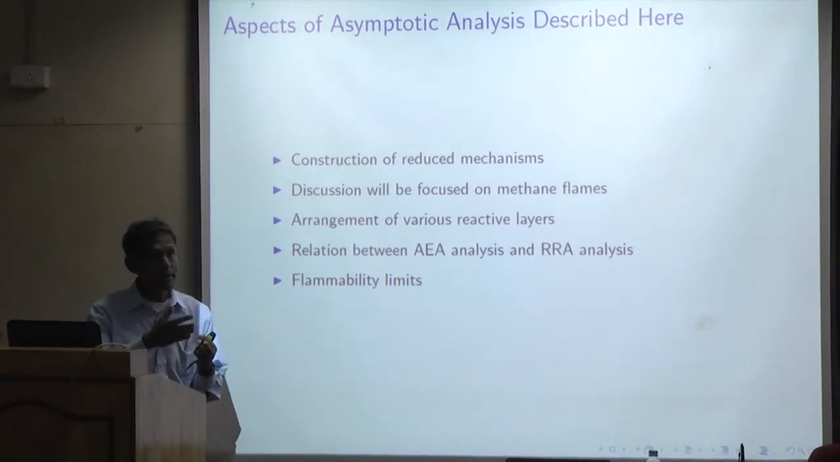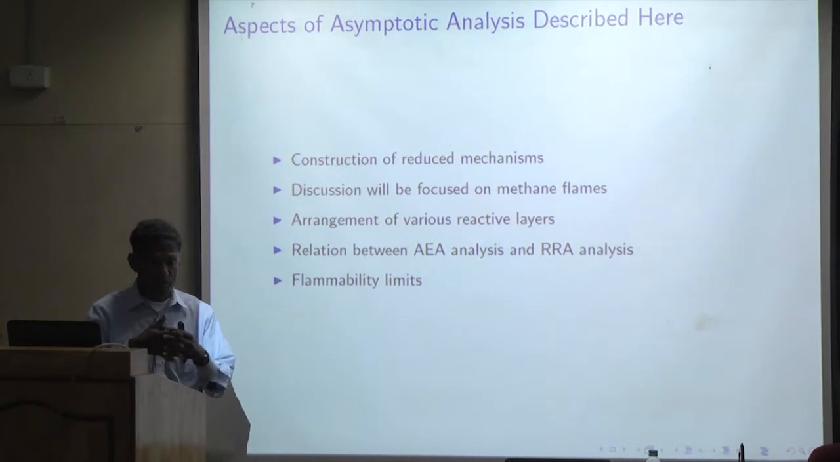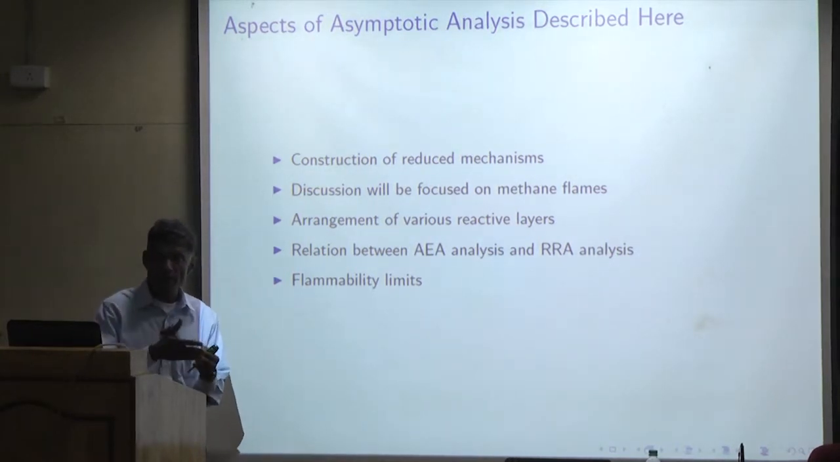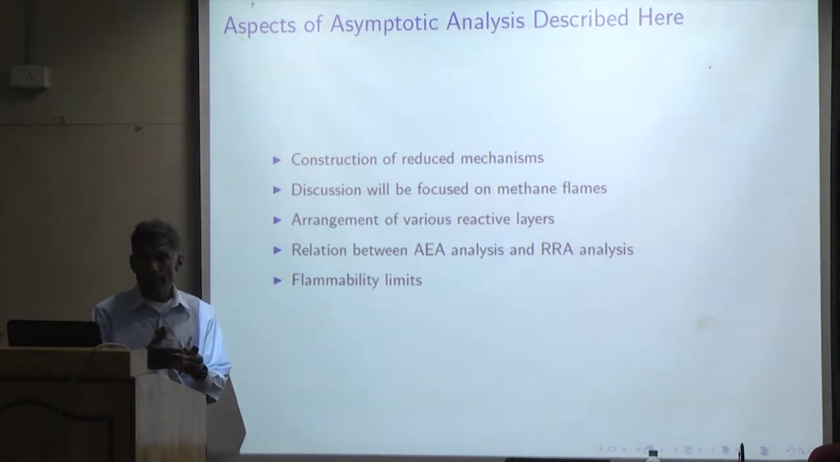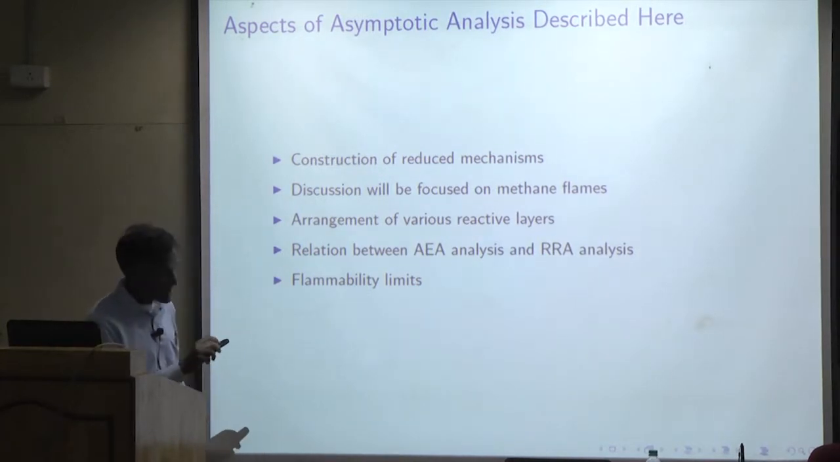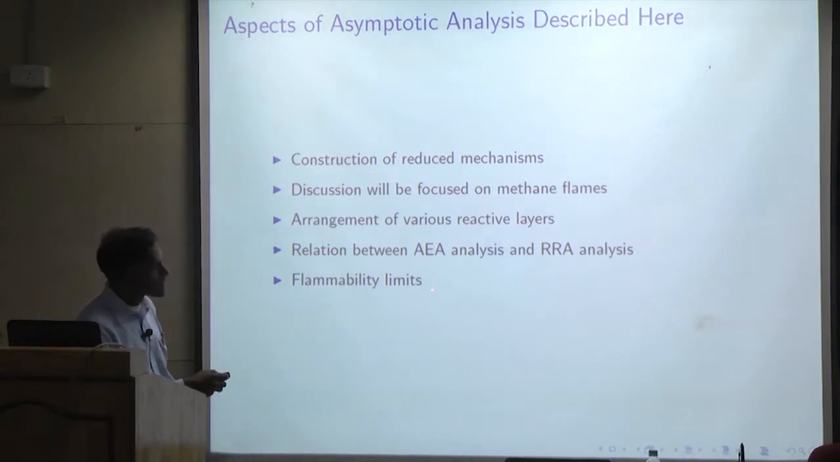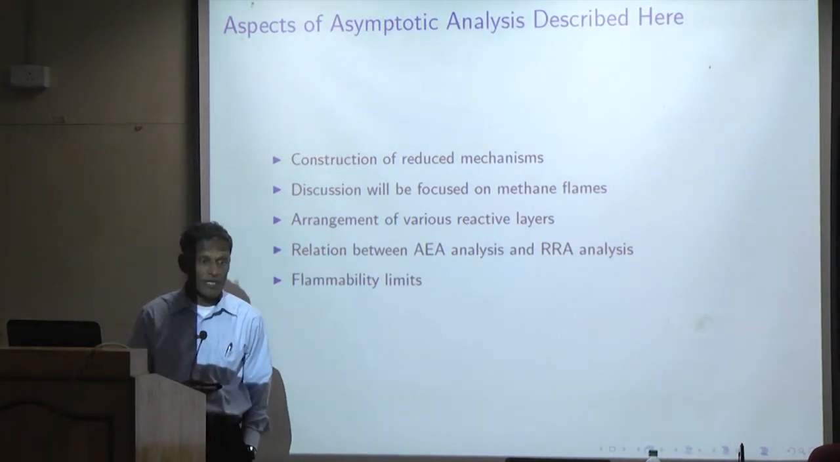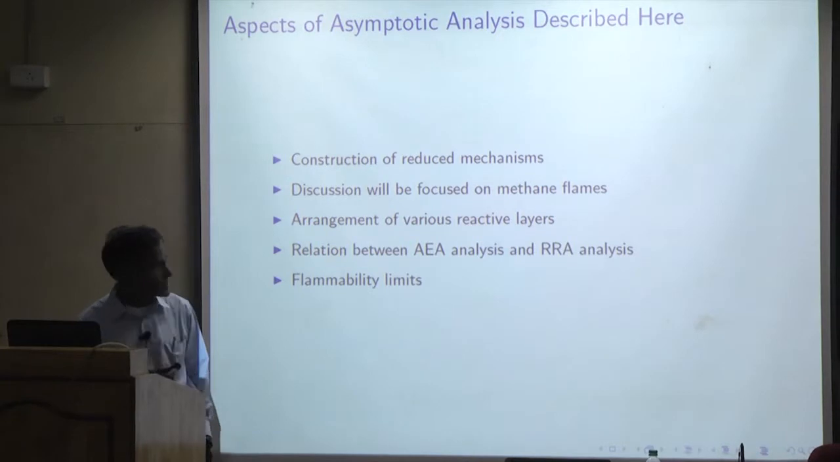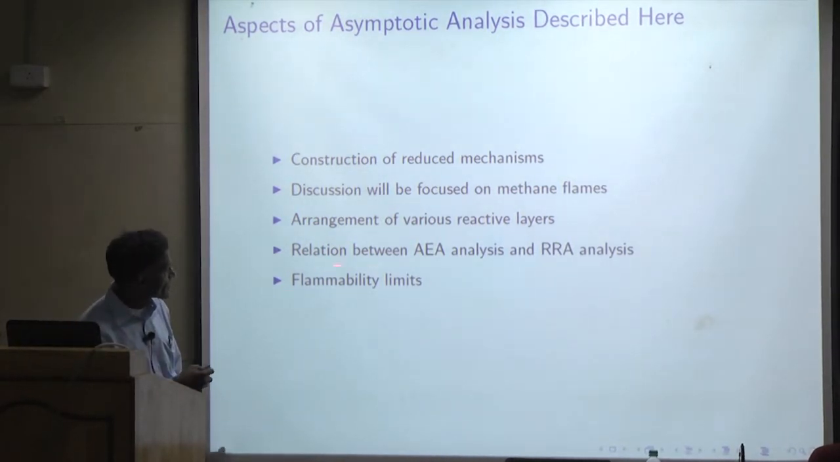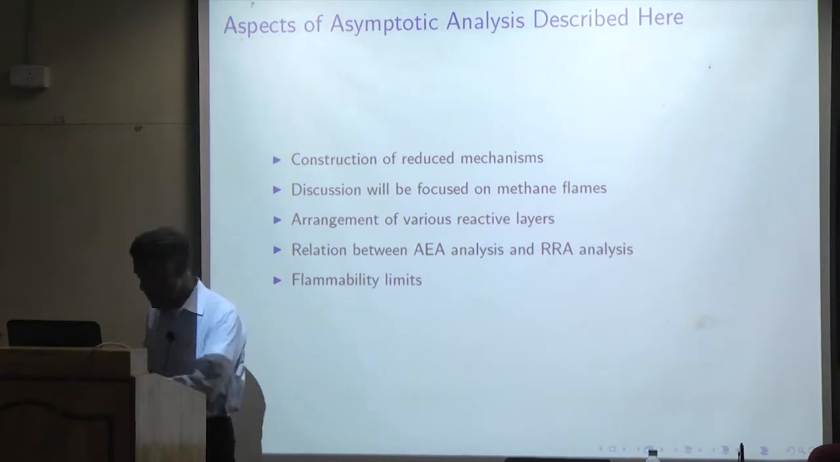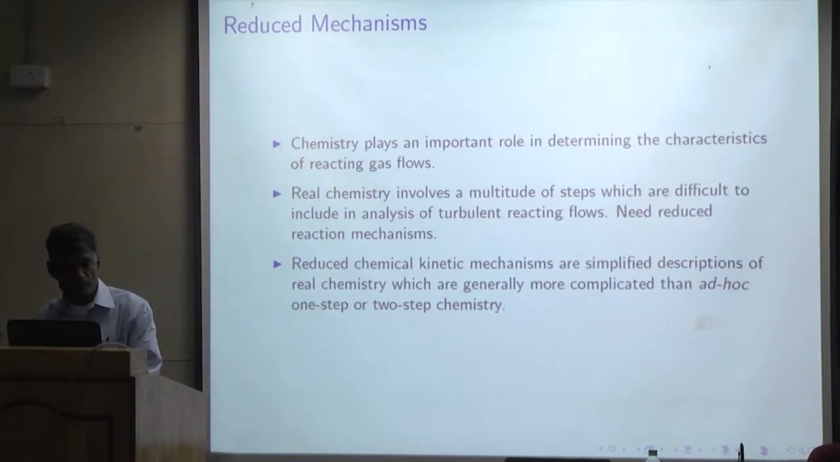If you have composition limits of flammability, for example, if you have too much fuel or too much oxygen, flames do not propagate. And it turns out activation energy asymptotic analysis cannot predict that. It's only the rate ratio asymptotic analysis that predicts flammability limits. In fact, rate ratio asymptotics does many more things other than just flammability limits. But that's one of the dramatic illustrations of the power of rate ratio asymptotic analysis. So I will show that also.